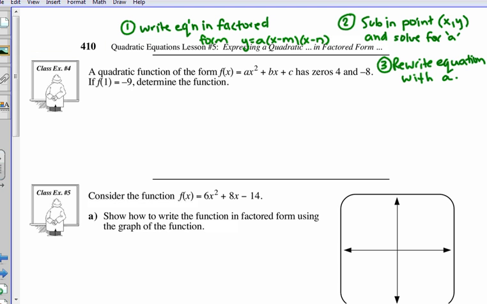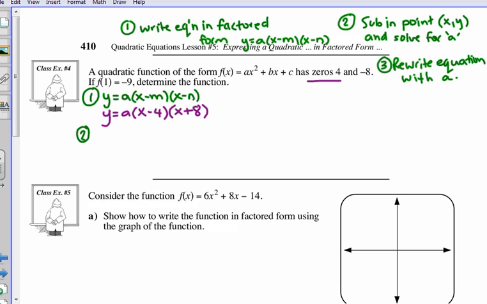Okay, so let's follow those steps. We're going to write the equation in factored form first. So step 1 is we're using the equation a times (x - m)(x - n), given our zeros. We don't know our a value, so y equals a times. Our first zero is 4, so that becomes x - 4, because 4 minus 4 would give you 0. The next zero is negative 8, so x + 8, because negative 8 plus 8 would give you 0. So now that we have our equation in factored form, we still need to find our a value. So how do we solve for our a value?